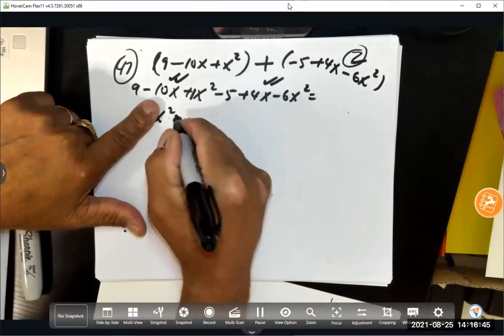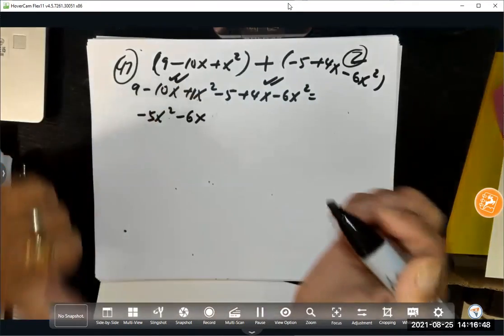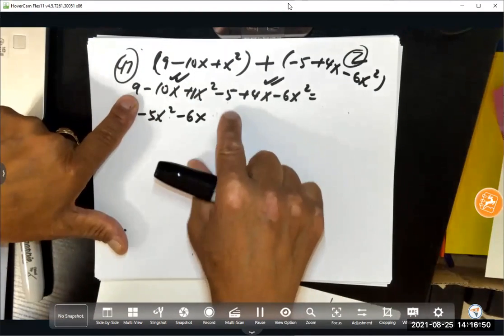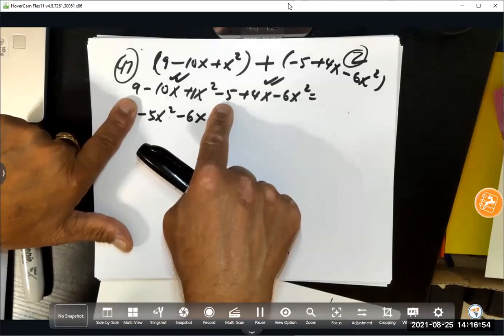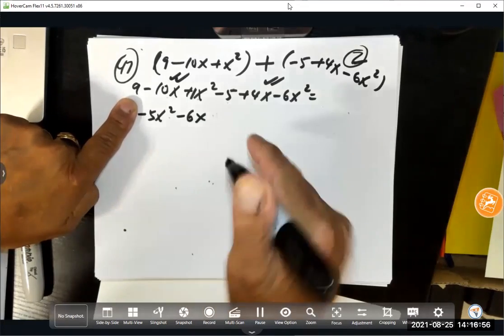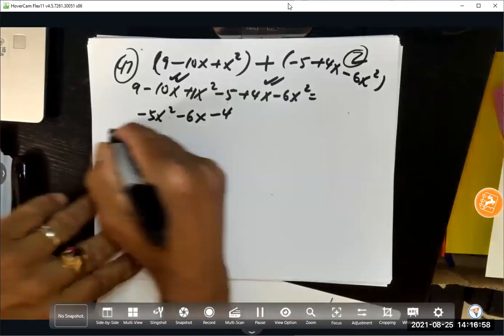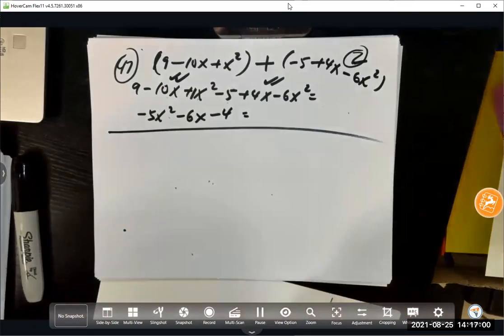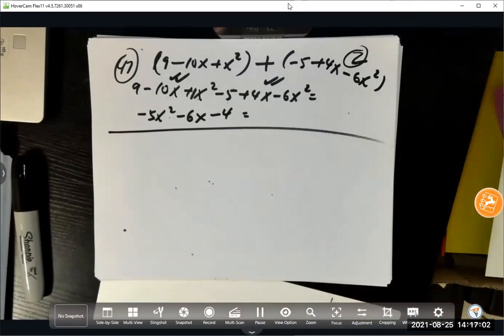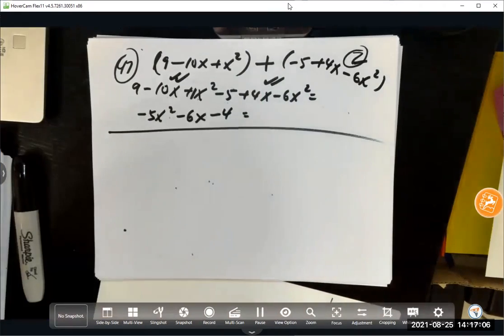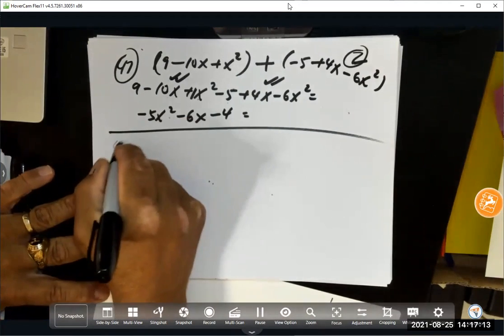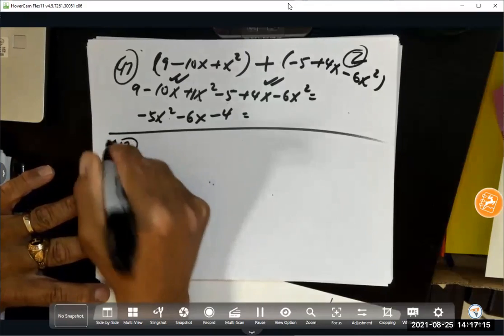-6x. And then the last part, a +9 and a -5. What do you think that's going to be? +4. There you go. And that's all. Leave it right there. Because it's a plus sign, none of the signs change. If it was a minus, then you'd have to switch them all. In fact, let me do one more like this, just because I want to make sure you get it.